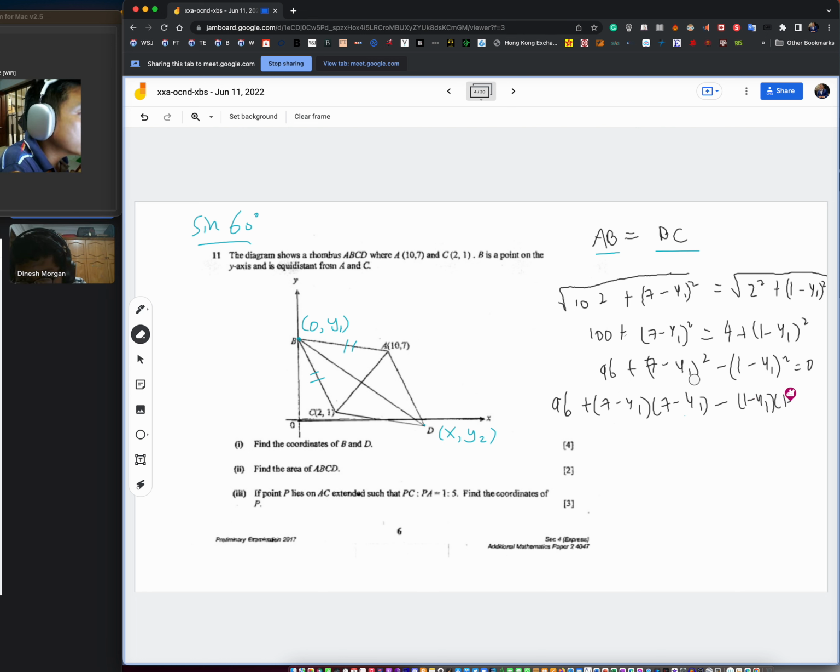I thought this one you use the formula, like use the a minus b to the power of 2 formula. Mm. You don't have to memorize that. Oh, okay. Okay.